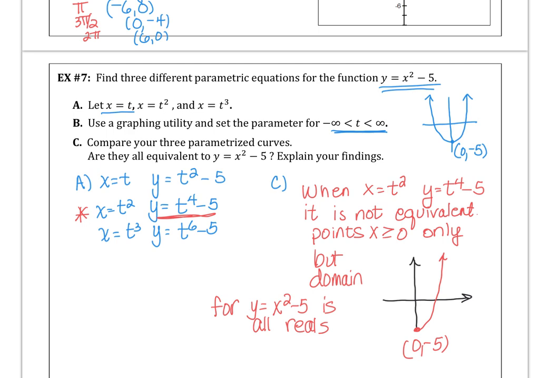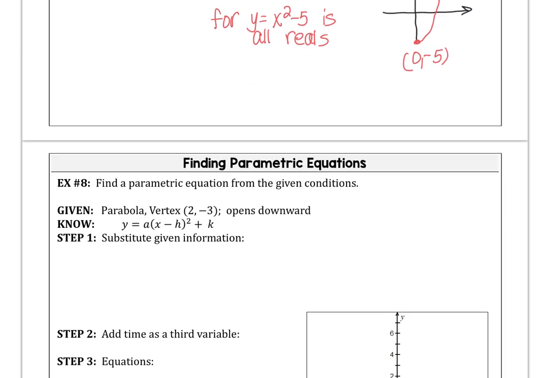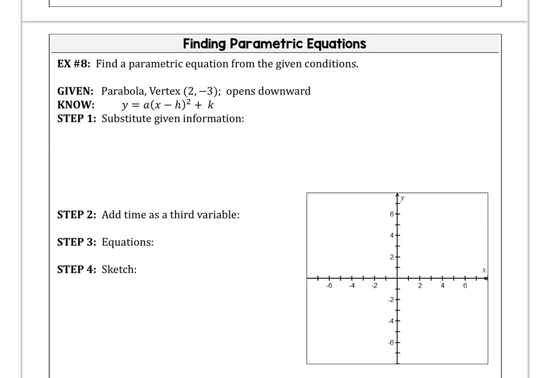For example 8, this will be our last example in this lesson. We want to find the parametric equation for the given conditions. We have a parabola. The vertex is at (2, -3). The parabola opens downward, and we know the parent function for the general form of a quadratic function. So if our parabola opens downward, then the a value has to be -1. And we know the h value is 2, and the k value is -3.